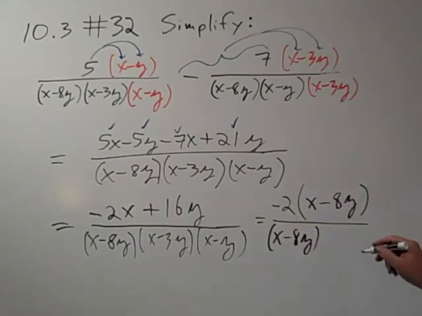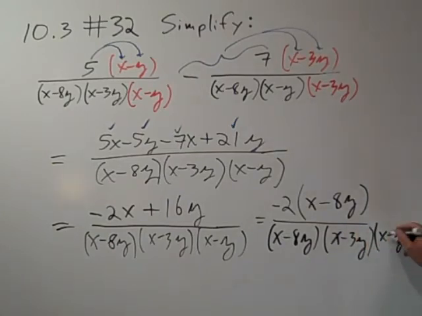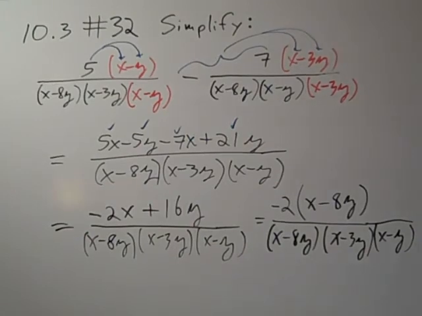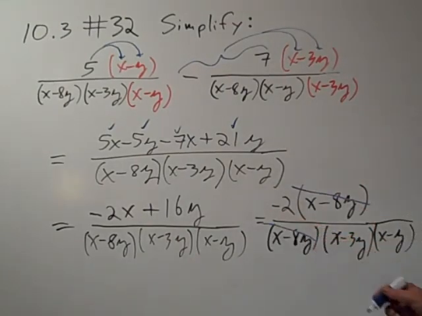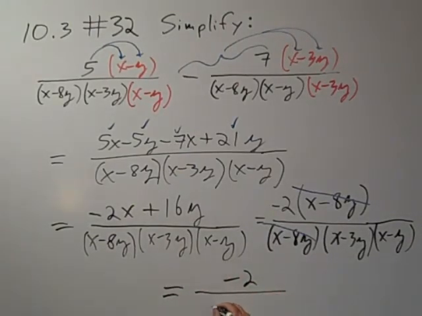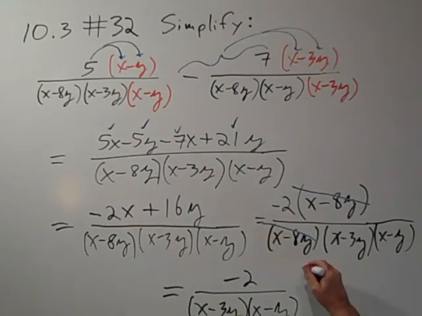Notice there's also an x minus 8y factor in the denominator. So we can cancel out that x minus 8y factor. And we're finally left with our solution, which is negative 2 divided by x minus 3y times x minus y. So that's what this difference of rational expressions simplifies to.